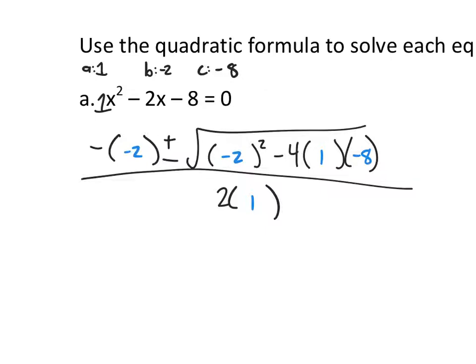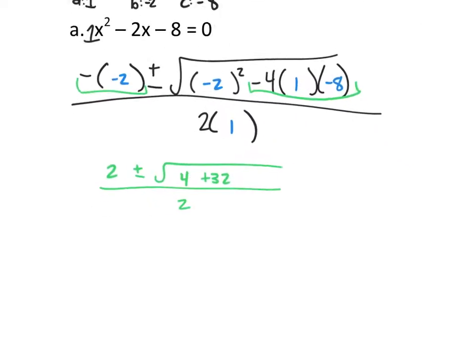So obviously, if you can't set these up correctly, you'll have a difficult time getting the answers. So I really recommend writing out the blank template just like I did. It also helps you go one step at a time. So now we'll have 2 plus or minus the square root of 4, and this is negative 4 times 1 times the negative 8, which will be a positive 32, all over 2.